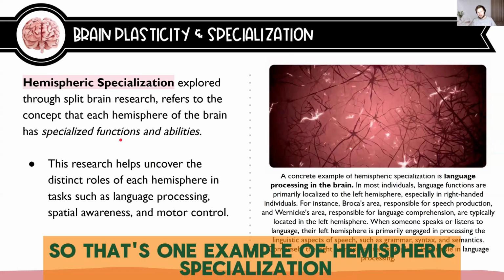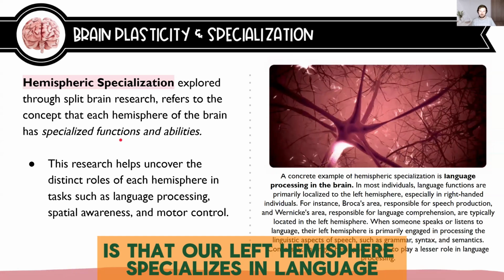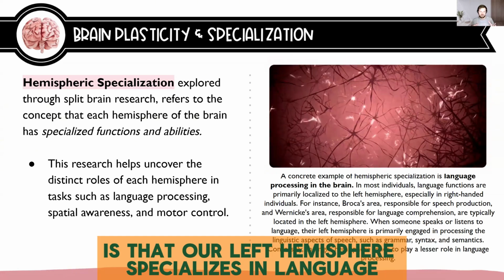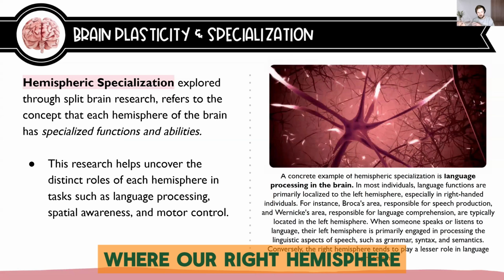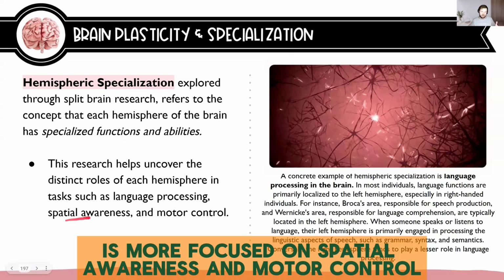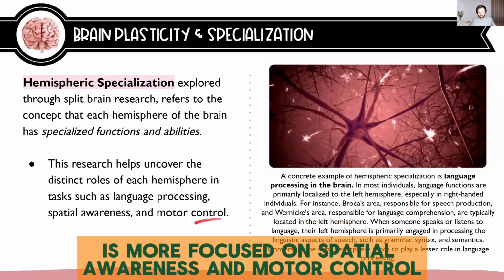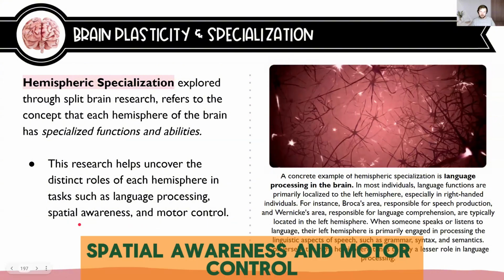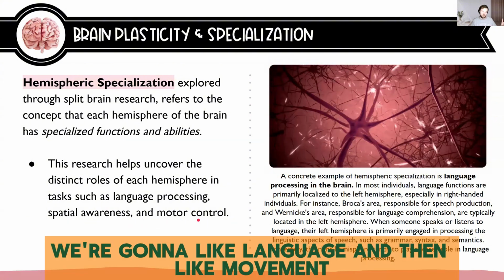So that's one example of hemispheric specialization, is that our left hemisphere specializes in language, where our right hemisphere is more focused on spatial awareness and motor control. Spatial awareness and motor control, so anything physical. We call it language, and then like movement.